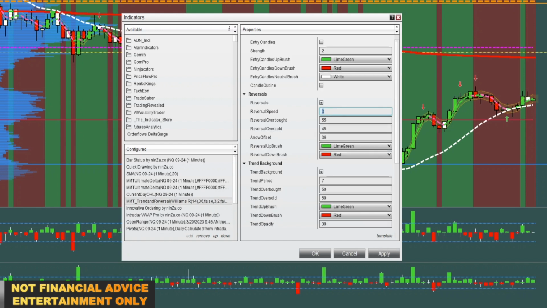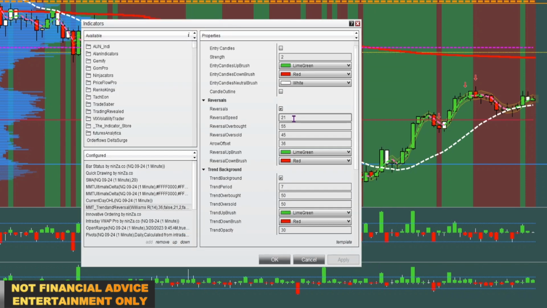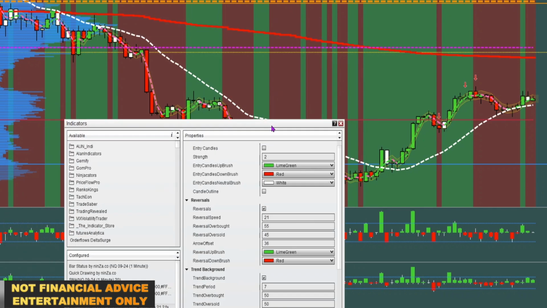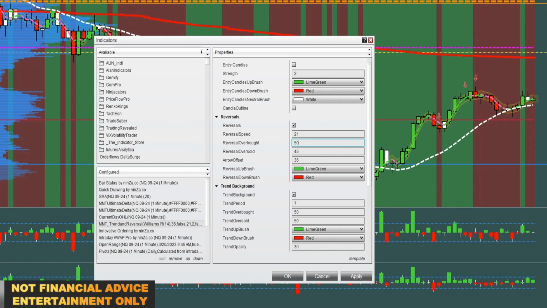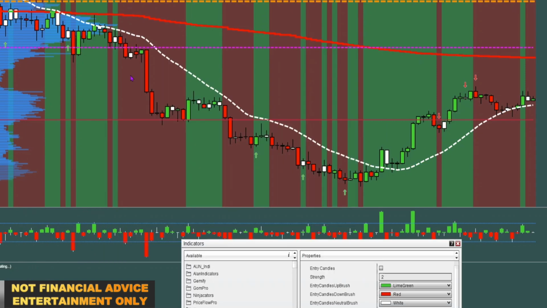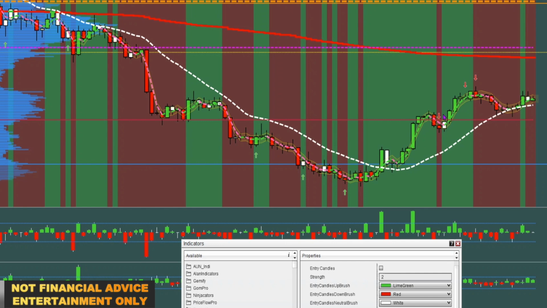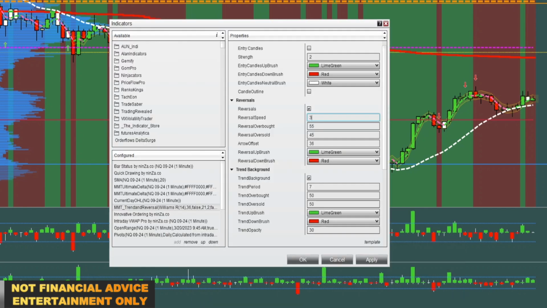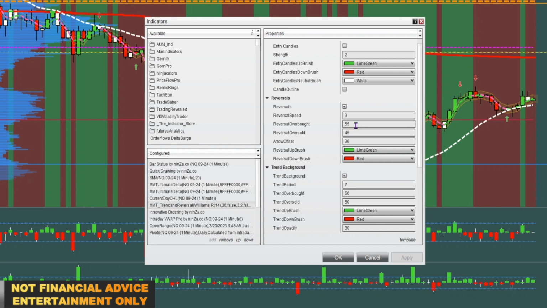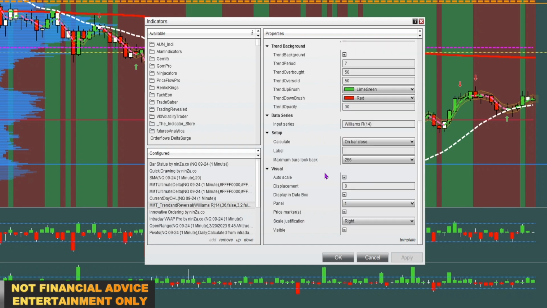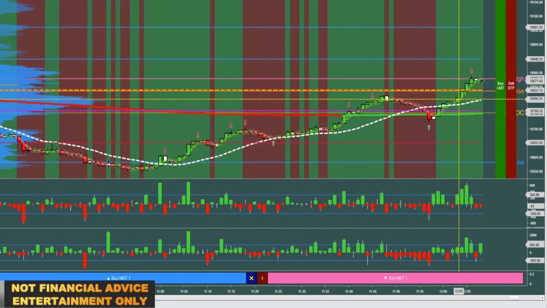You can go higher than a 9. You could bump the reversal speed up to a 21. There's not going to be many reversal signals unless you bring this back down to 50 and 50. Now we're getting a few more. Kind of like the 55 and 45 with the reversal speed of 3. I highly recommend playing around with all of these different settings, seeing how each of them affect the chart for the time frame and the instrument that you are trading. Here's from 11:30 to noon with those settings.